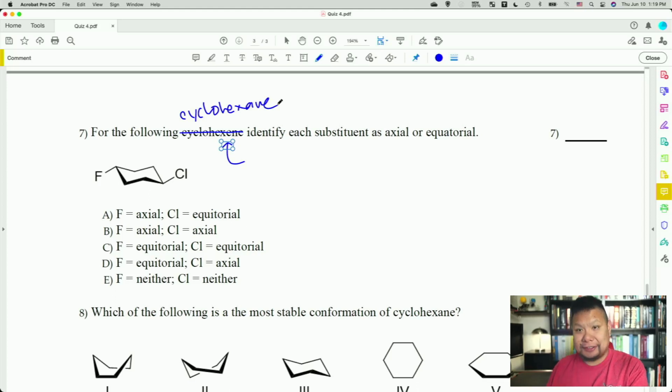Yeah, so there's a number of things wrong with this quiz, but just for the purposes of practice and your exam coming up tomorrow, let's go ahead and answer these questions. Well, this one's pretty easy. Identify each substituent as axial or equatorial? You should actually be getting this stuff right now or today in lecture, okay?